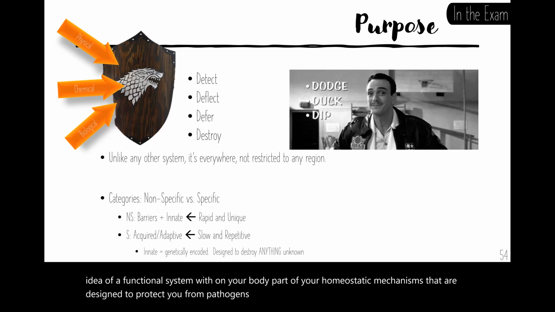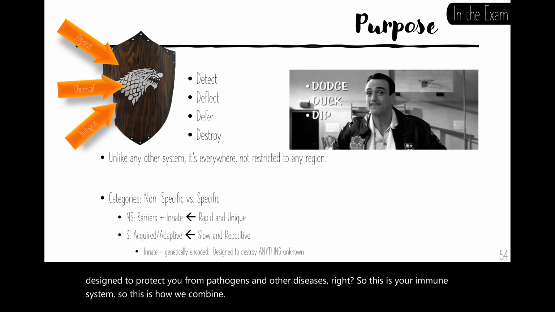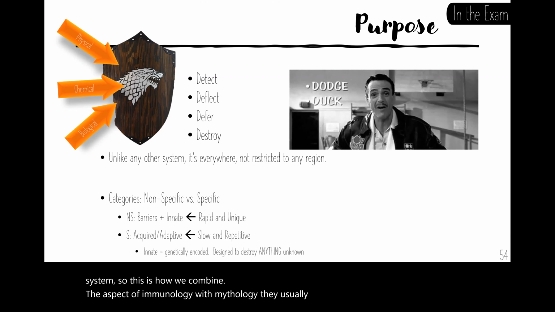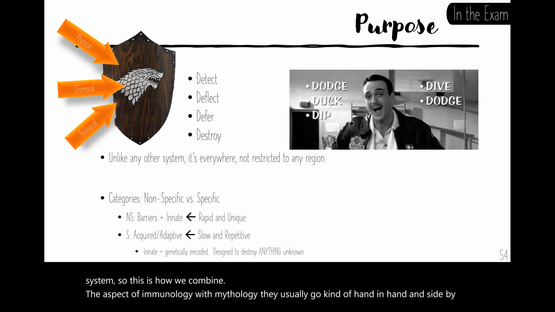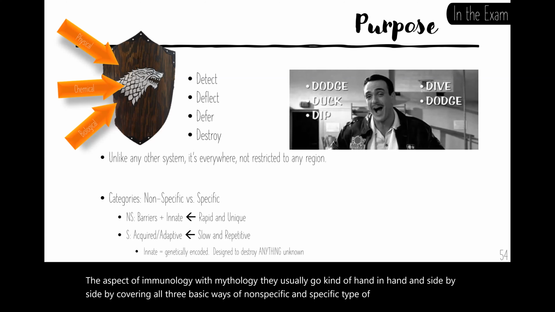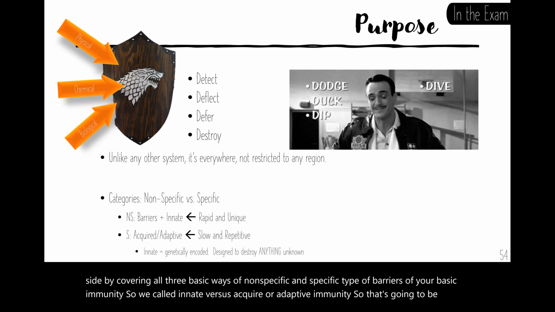So this is your immune system. So this is how we combine the aspect of immunology with pathology. They usually go hand in hand and side by side by covering all three basic ways of non-specific and specific type of barriers of your basic immunity. So what we call innate versus acquired or adaptive immunity. So that's going to be our part 2 of this particular topic.